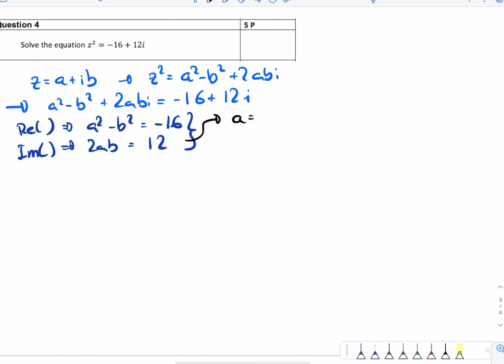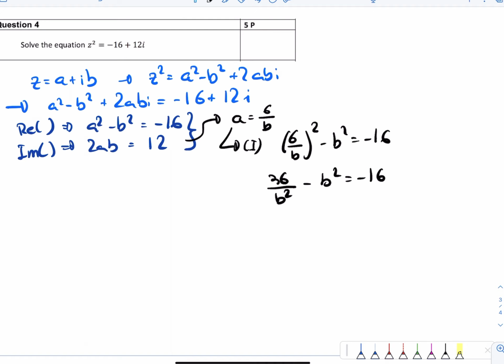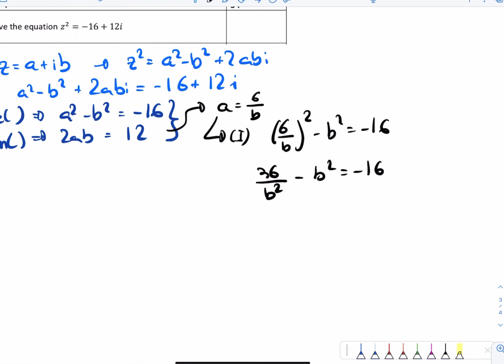Therefore, a is equal to 6 divided by b. Now we can insert that in equation number 1. And we just get (6 over b) squared minus b squared is equal to negative 16. That we can expand to 36 over b squared minus b squared is equal to negative 16. That is not really useful because we cannot solve unless we multiply everything times b squared, getting 36 minus b to the power 4 is equal to negative 16b squared.